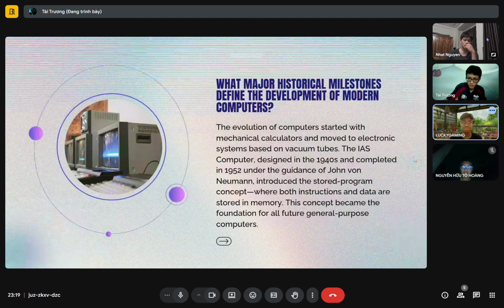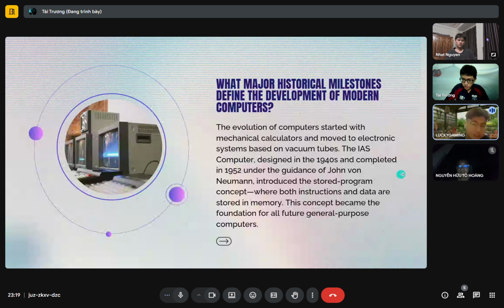And the third question is, what major historical milestones define the development of modern computers? The evolution of computers started with mechanical calculators and moved to electronic systems based on vacuum tubes. The IAS computer, designed in 1940 and completed in 1952 under the guidance of John von Neumann, introduced the stored program concept, where both instructions and data are stored in memory. This concept became the foundation for all future general purpose computers.